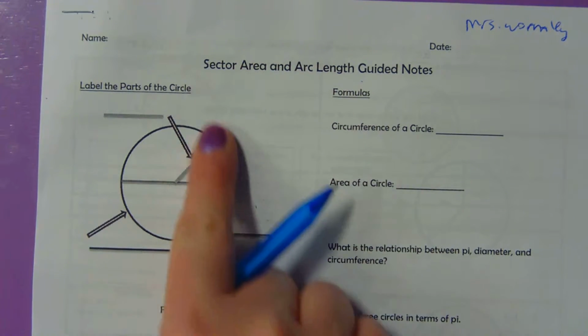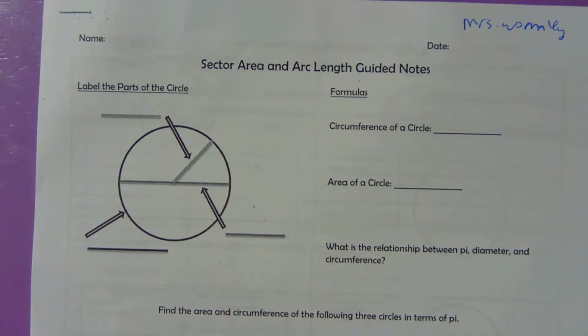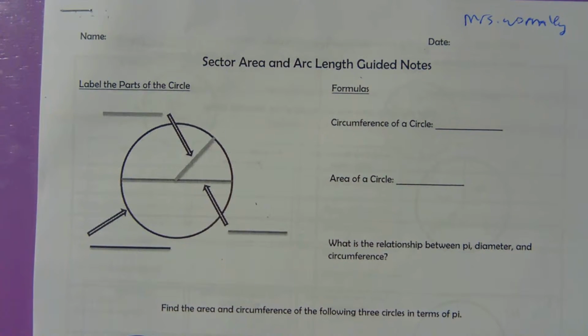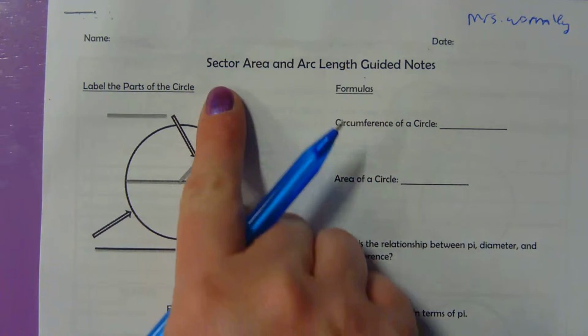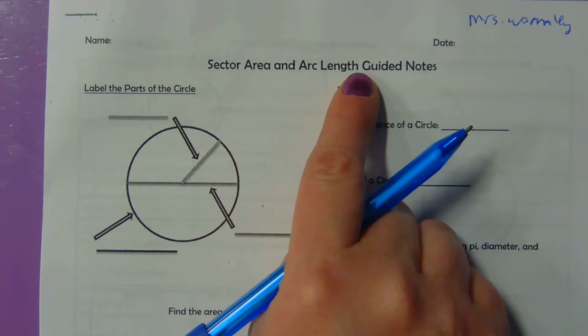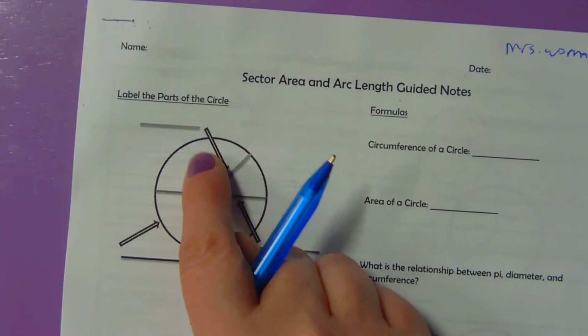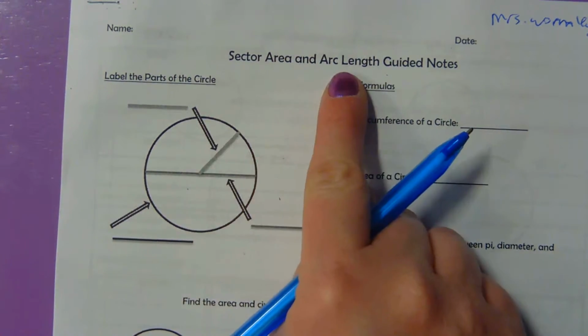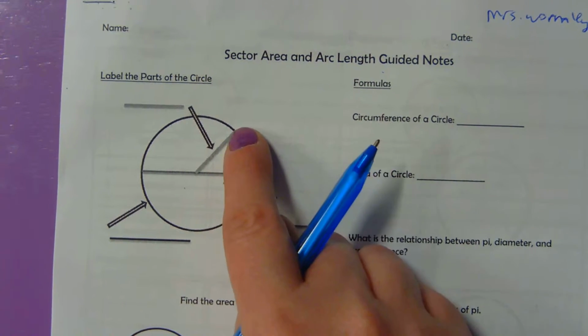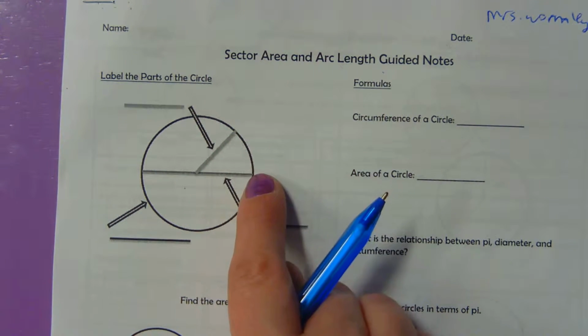And so we have these circles. On Tuesday, Wednesday, you did the circle definition page and practice circumference and area. And so now we're going to talk about sector area and arc length. Sector area is, here's your sector, what's the area of this part of your circle. And arc length is, this is your arc, part of your circumference, and what is that length.